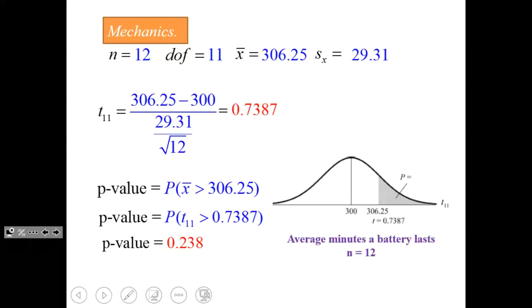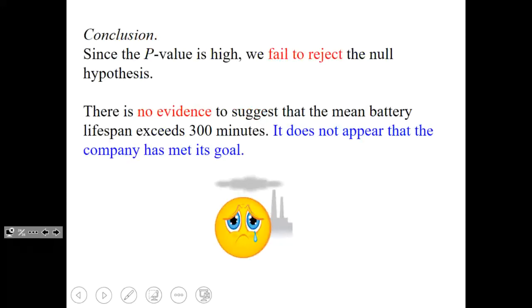Well, that's a fairly large p-value. In fact, it's very large. Because of that, I fail to reject the null hypothesis. There's no evidence the mean battery lifespan has exceeded 300 minutes. It doesn't appear the company has met its goal.